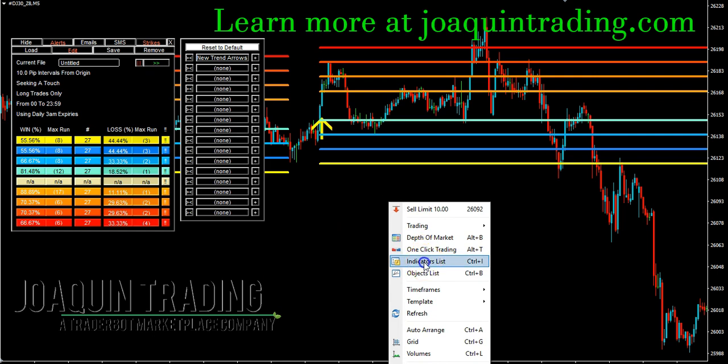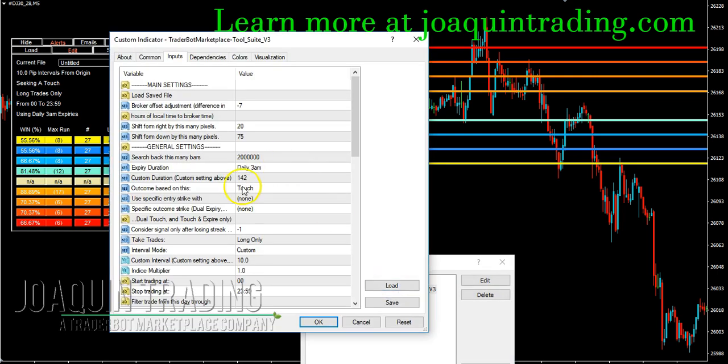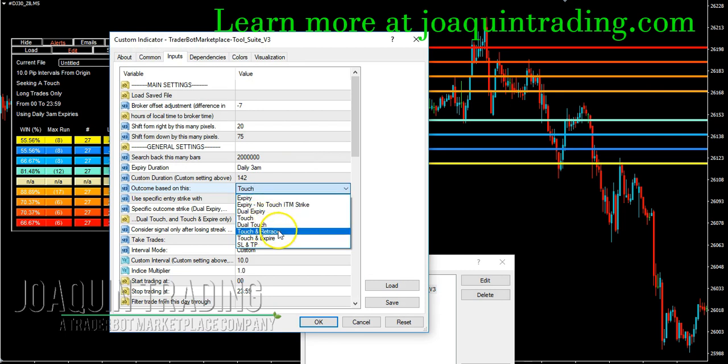What else can we do with it? Well, we can do all kinds of stuff with it. Okay, so we've got the touch mode. We've got dual touch, touch and retrace, touch and expire. There's your Forex mode, your stop loss and take profit. We've got dual expiry, a no-touch expiry.